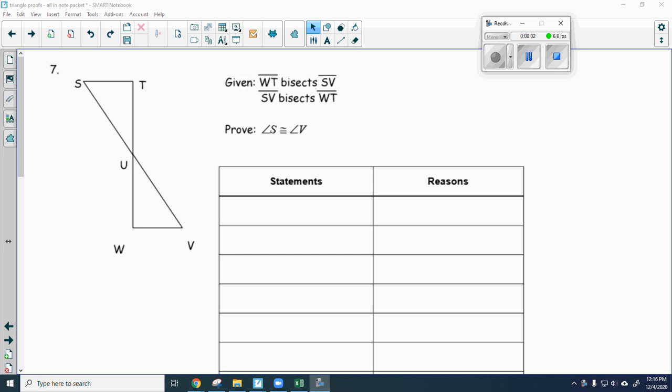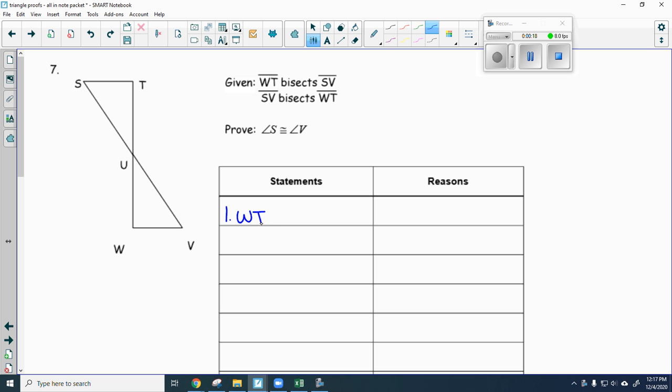Okay, let's do a couple proofs together. You could find number 7 in the packet. That's on page 25. We'll do one with a segment bisector, and then we'll also do number 11 that has an angle bisector. Okay, so let's start with our given here.